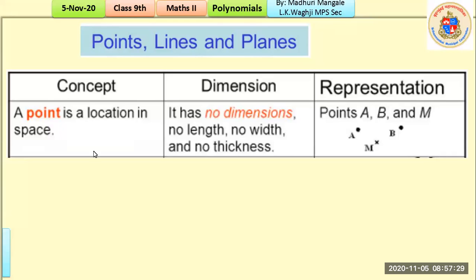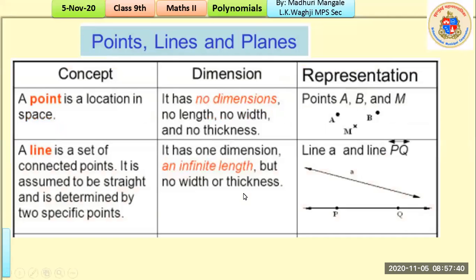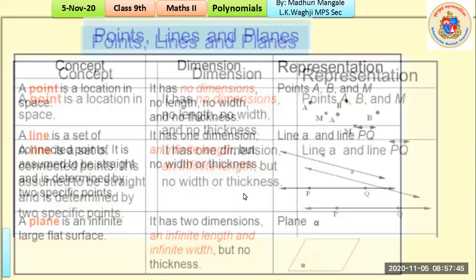When we say point, a point is a location in space and it has no dimensions. And how do we represent a point? Using capital letters. All right. Then we saw what is a line. A line is a set of points. We know all about that. But how do we represent a line?